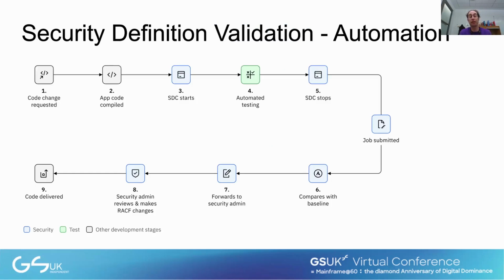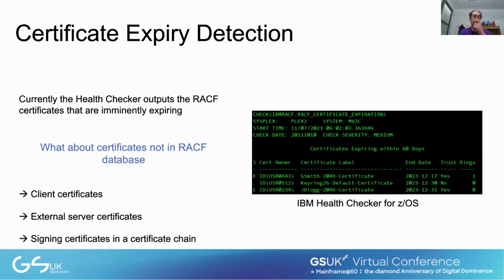So this looks very similar to definition capture. So you'd request a code change, you build the code, we'd again start the capture, we do the automated testing, we stop it, we submit a job, again we get the output, we compare that with a baseline. So this is what we thought the security was before you made your changes. Have they changed or not? If it has changed, you can forward that on to the security admin, which can approve that or not. If that gets approved, then they can make the changes and then allow the code change to get delivered. So that's the idea there. We'll skip past the security metadata.